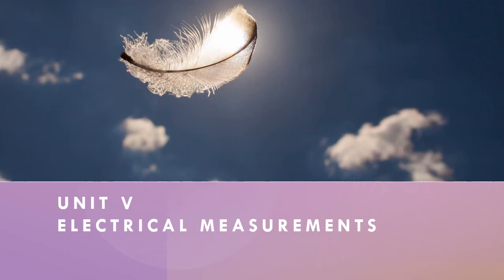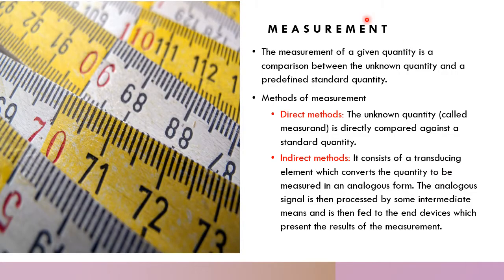In this video, we are going to see about the electrical measurements under Unit 5. First, we see about what is measurement. Measurement means it is a comparison of unknown quantity with a known quantity. The known quantity means it is a predefined standard quantity.